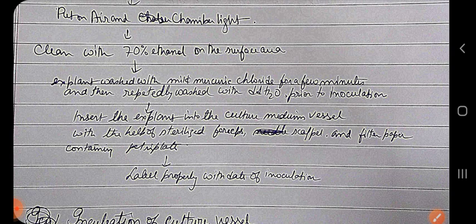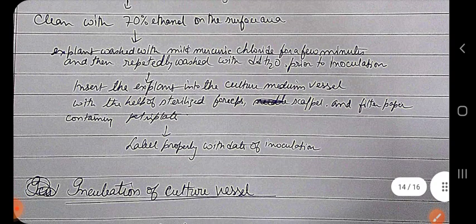Then we have to insert that explant into the culture medium vessel or culture medium tube with the help of sterilized forceps. All of this is done within the laminar airflow in front of your spirit lamp, right? Or you can also use a Bunsen burner with a low flame so that we can do the whole process aseptically. Okay, then label the glass jar that we are using properly.